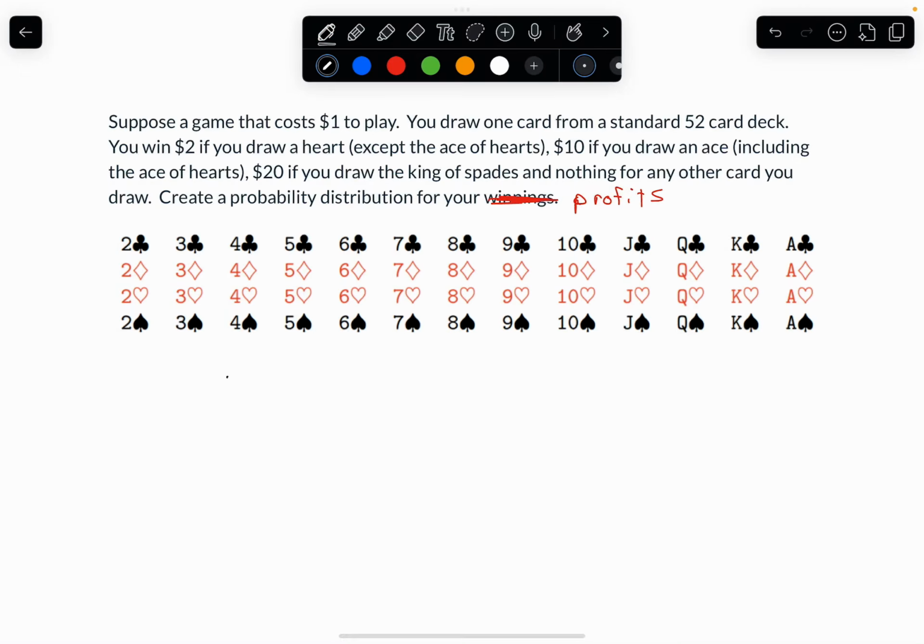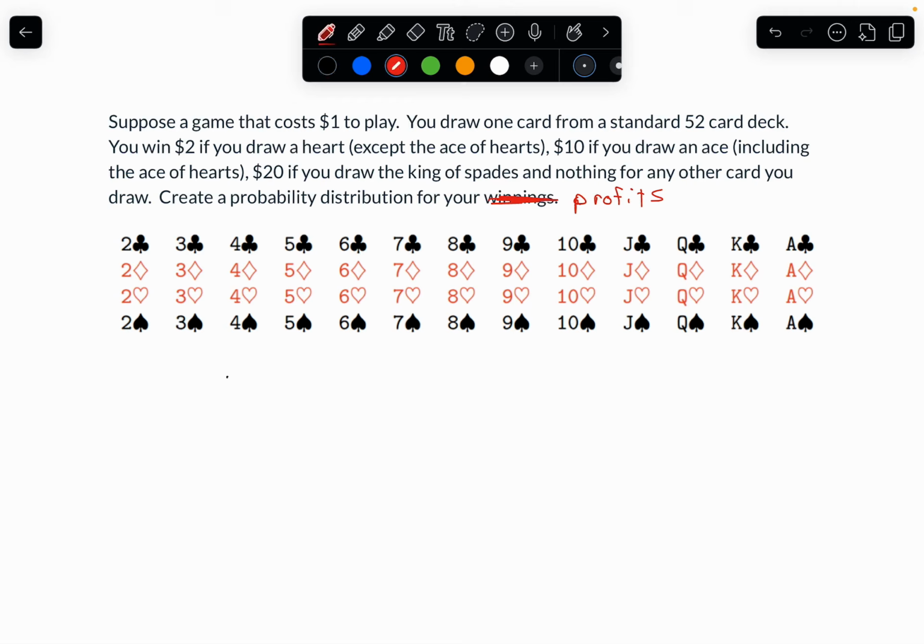In this video, we're going to take a look at an example for setting up the probability distribution for a card game. So a probability distribution, our goal is to basically lay out, here is every single possible scenario, and here is the probability of each one of those scenarios. So let's take a look at our game here.